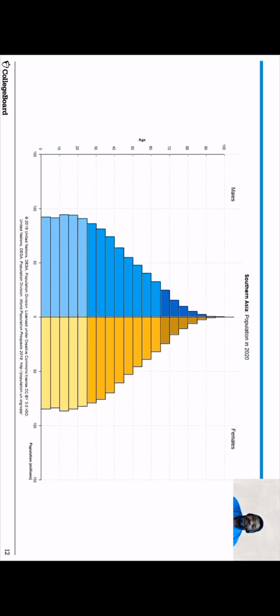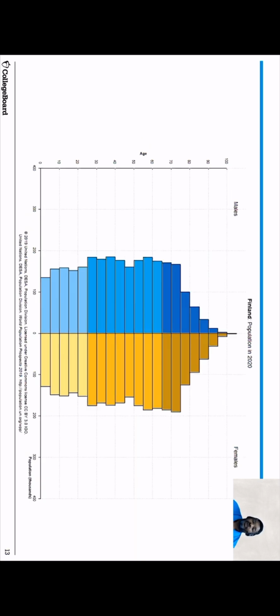Population pyramids can be looked upon in various scales. Here we see the regional scale of Southern Asia, which has very high crude birth rates. You'll also notice it has a high number of people in their childbearing years. We can look at it at the country level.